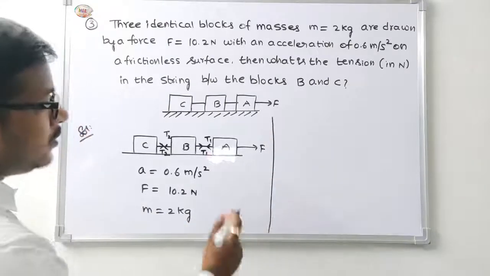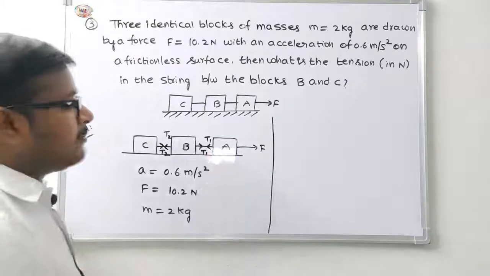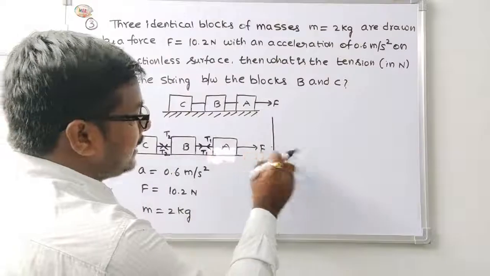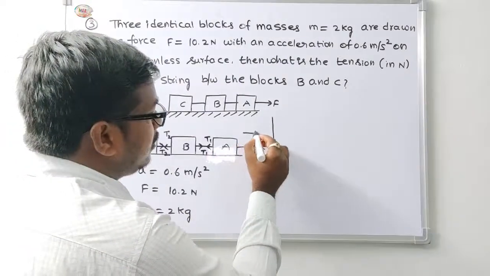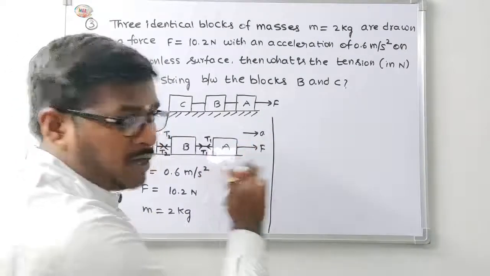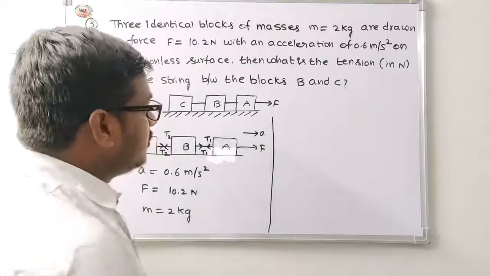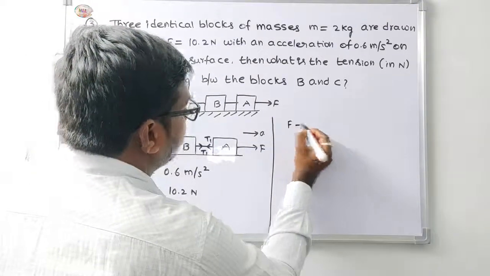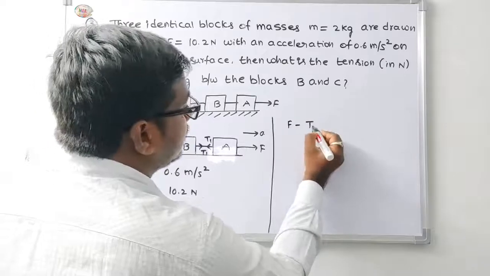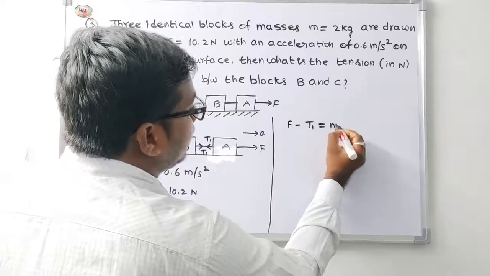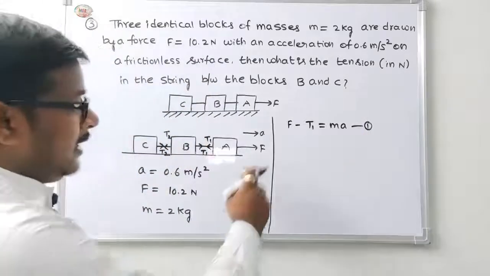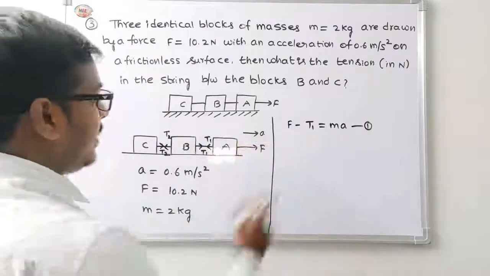First, draw the free body diagram of block A. F is acting in this direction, and the acceleration is acting in the forward direction. First write F minus T1 is equal to ma. This is equation number 1.